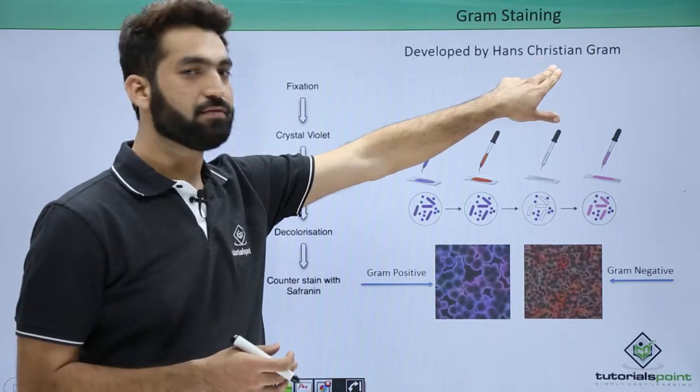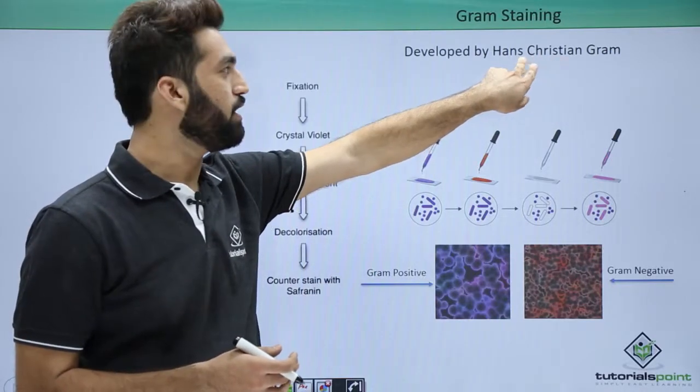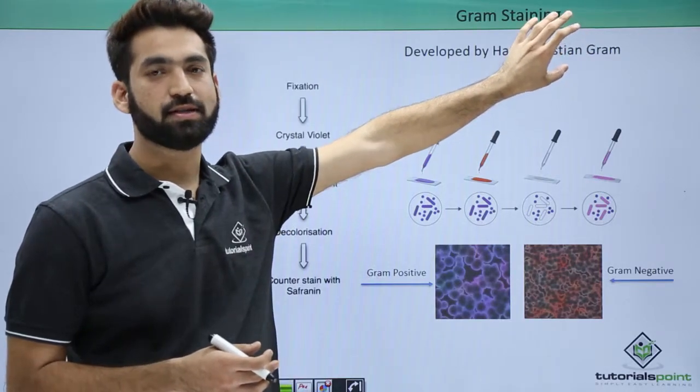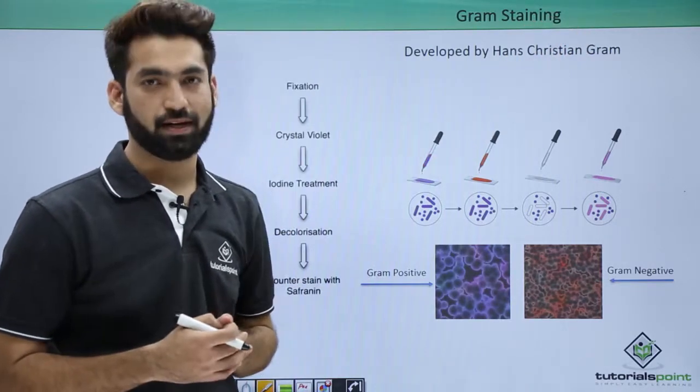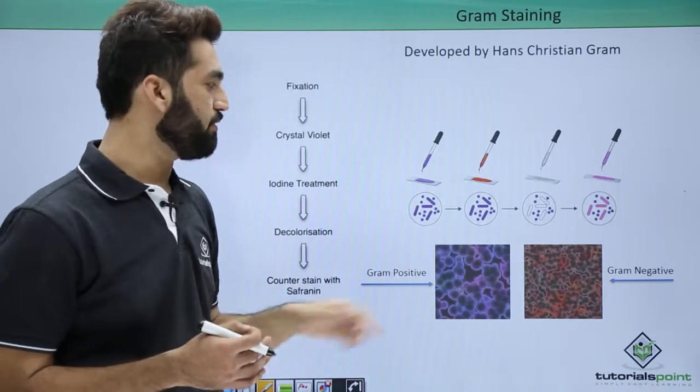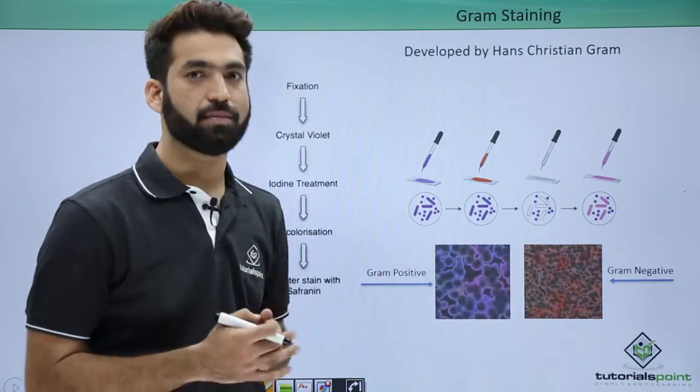It is named after a very important person, Hans Christian Gram, who developed this staining process, and that is why we call it gram staining. Gram staining classifies the bacteria into two different groups. One is gram positive, and the next is gram negative.